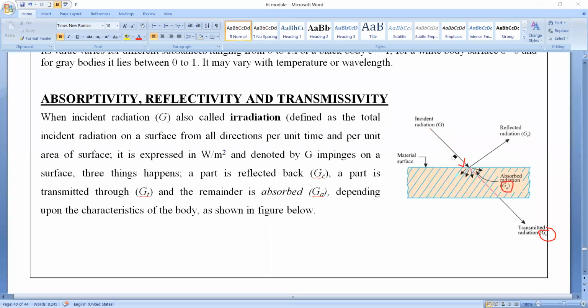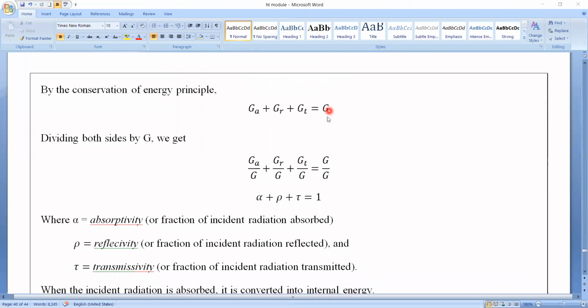Now, according to the energy balance equation, the total energy falling on the surface is equal to the sum of the energy absorbed, the energy reflected, and the energy transmitted. So this is the energy balance equation. This is the energy falling on the surface, and this is the part of the energy absorbed, this is the part reflected, and this is the part transmitted.